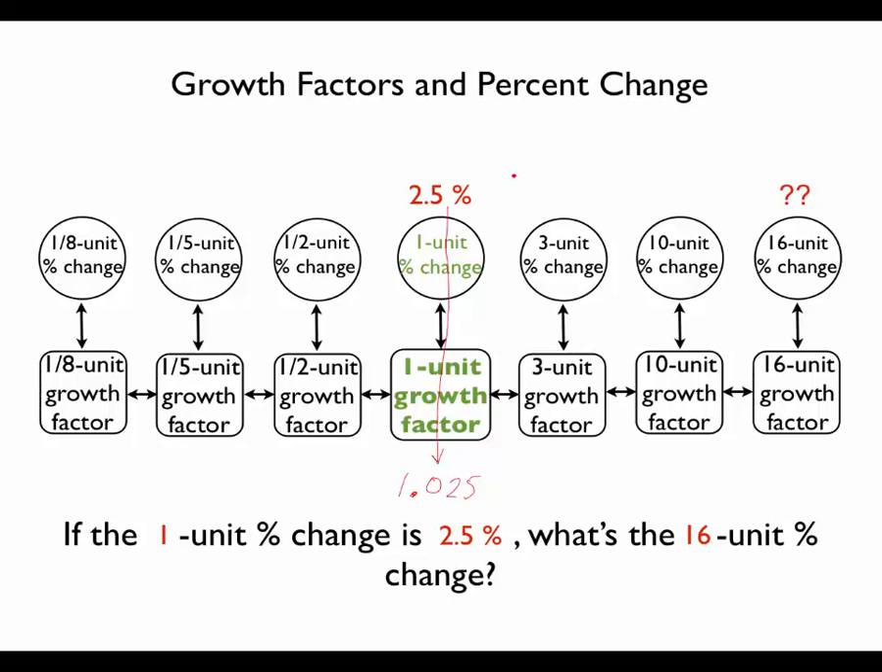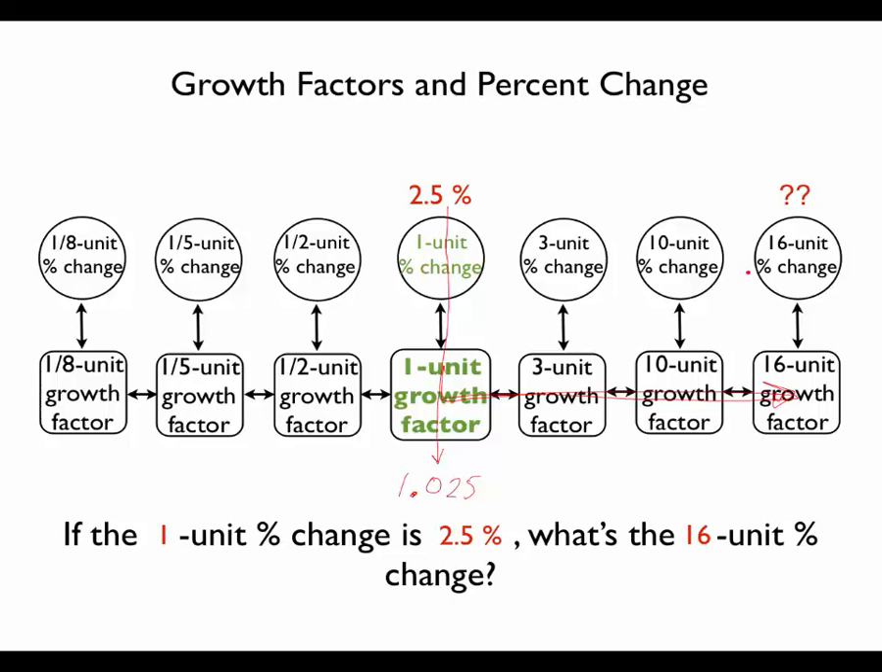And now what? Now what, Freddie? Subtract. What do you think? Are we going to subtract? Where are we trying to get to? We're trying to get to the 16 unit percent change. And we're at the 1 unit growth factor. We can't go straight from here to here, right? We need to get the 16 unit growth factor first. So you just stay in the road, right? So 1 unit percent change, get the 1 unit growth factor, get the 16 unit growth factor, and then we can get its corresponding percent change.